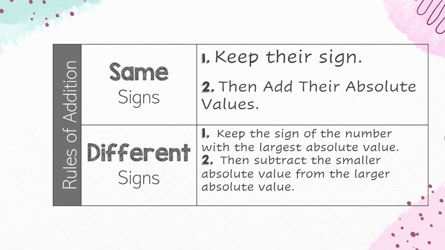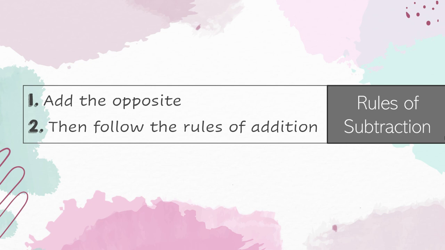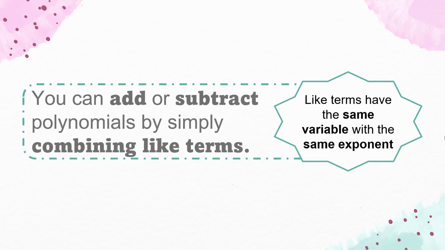Before we get into adding and subtracting polynomials, I just want to refresh our memory on the rules of addition. If you are adding 2 numbers with the same sign, keep the sign and add their absolute values. If you're adding 2 numbers with different signs, we're going to keep the sign of the number with the largest absolute value, and then we subtract the smaller absolute value from the larger absolute value. And for our rules of subtraction, to subtract means to add the opposite. So after you think of it as adding the opposite, now you can follow your rules of addition.